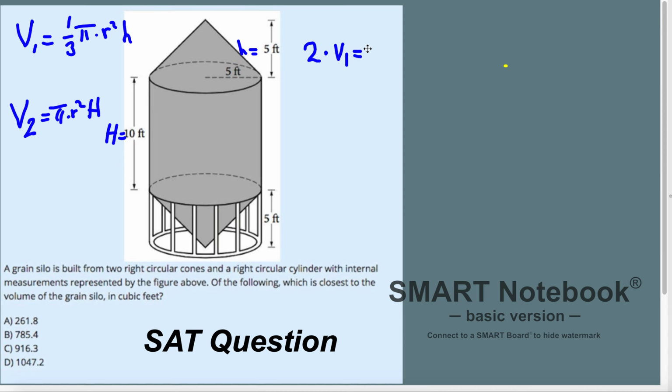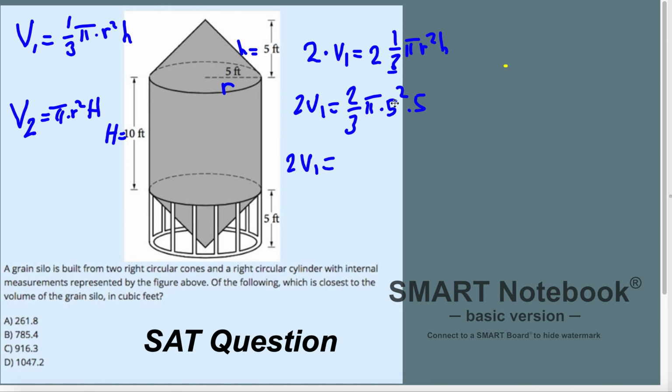2 times V1 is equal to 2 times 1 over 3 pi r squared times h. So 2 times 1 is 2 over 3, here is pi, and instead of r squared, I am plugging in the radius, which is 5 feet, times 5 squared, and h here is 5, times 5. So 5 squared is 25, times 5 is 125, times 2 is 250. 2V1 is 250 divided by 3 pi. So we already found V1.